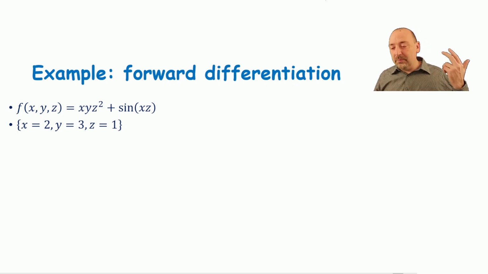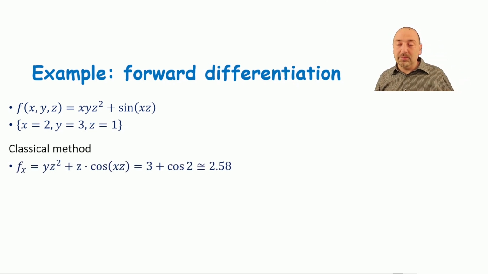If you use the classical methods, the one you learn at school, or symbolic manipulation that is just implemented in the computer, from this function you first find the derivative function. So you start from a function, you determine another function. For example, if you take the partial derivative in x, you are left from the first term with a constant y and z squared. And from the second term, you have the derivative of sine that becomes cosine, and the derivative of xz, that is going to be z. You substitute the numbers and you get, okay, the result is 3 plus cosine of 2, that is like 2.58. This is what you studied at school.